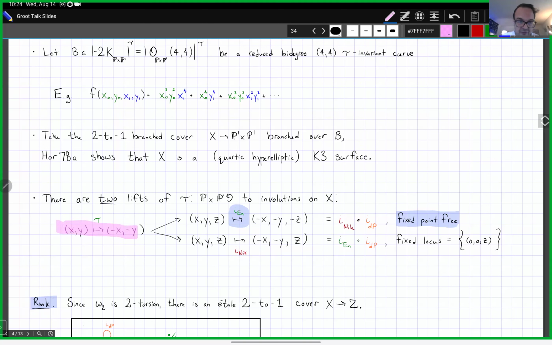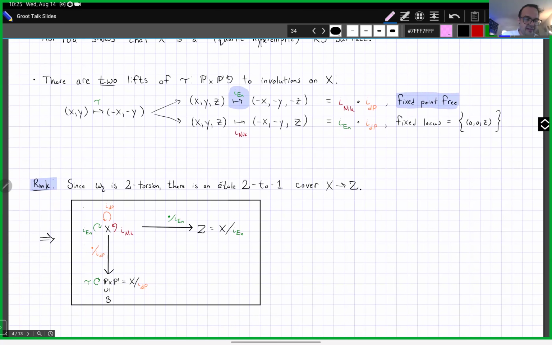So this is our original involution tau. The involution we want to take is this one, which negates all 3 coordinates. That one turns out to be fixed point free. And it's a theorem that if you have a K3 surface with a fixed point free involution, then the quotient of that is an Enriques surface.